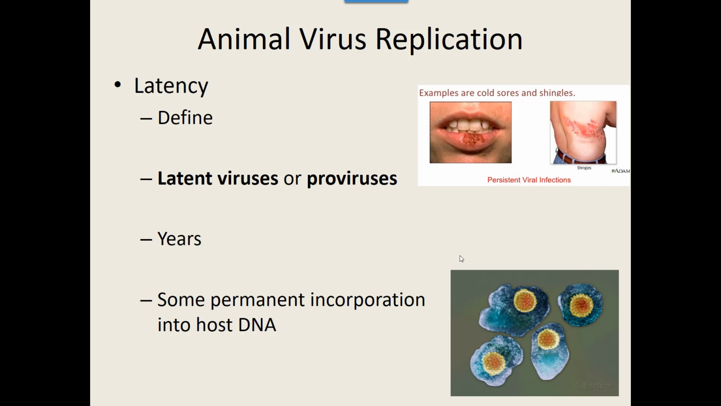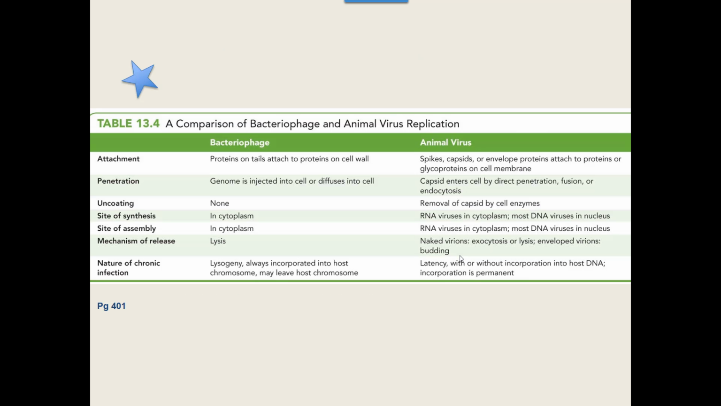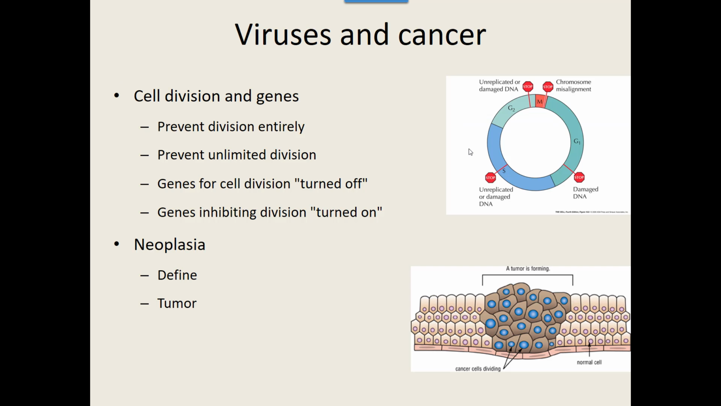Now, your book's got a nice comparison of these stages of replication for the viruses that infect bacteria and viruses that infect animal cells. If you want to take a look at it longer or pause it to look at it, you can. But we're going to talk about how viruses can cause cancer.